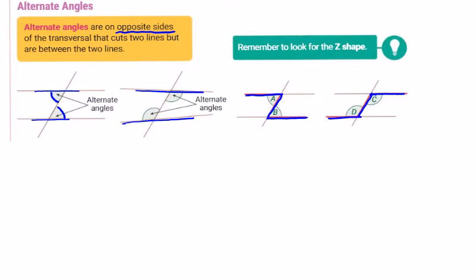I prefer to look at this as a Z on the other side here. This one here, the black going down this way. There's my Z. So you can see opposite sides, my C and my D. And remember to look out for this Z shape. That will tell you where your alternate angles are. Remember, they're on the opposite sides.